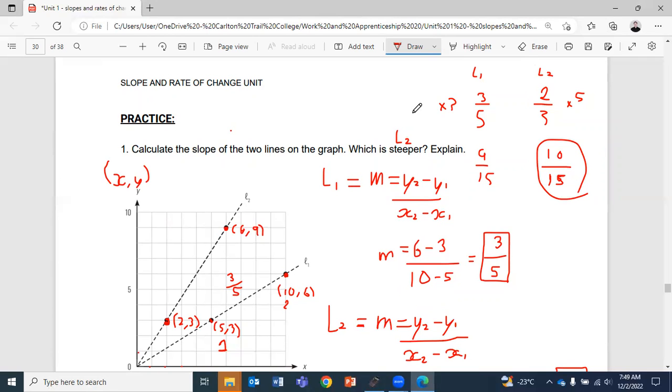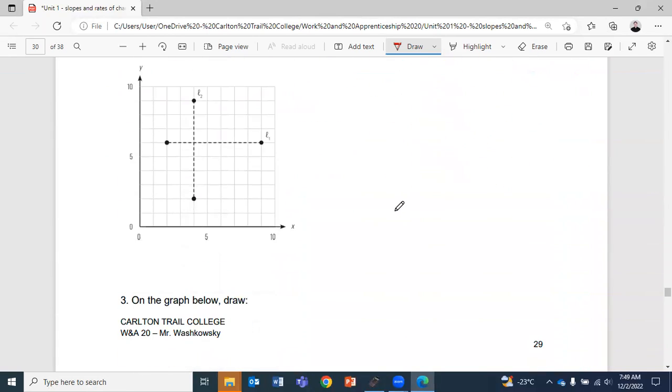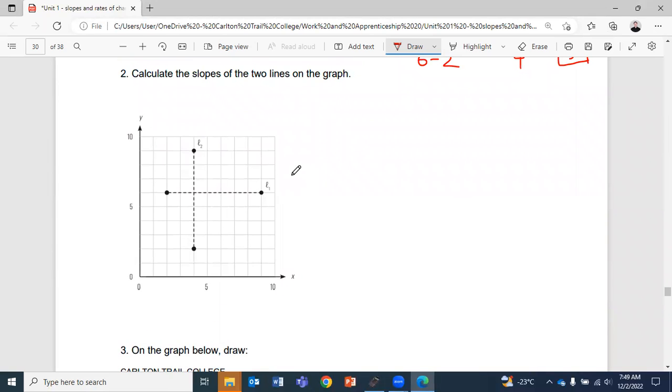Okay, so let's keep going here. Question 2. Calculate the slope of the 2 lines on the graph. Okay. So same thing as normal, right? So let's do L1. I have 2 points on a graph. I need to try and find the slope. I need to use my formula. M is equal to y2 minus y1 over x2 minus x1.